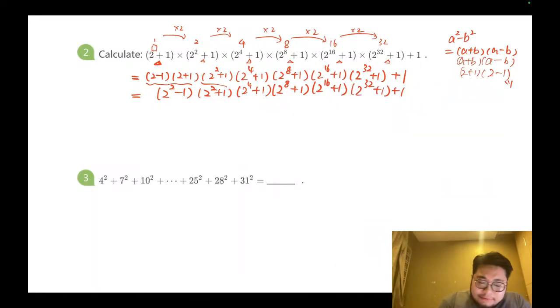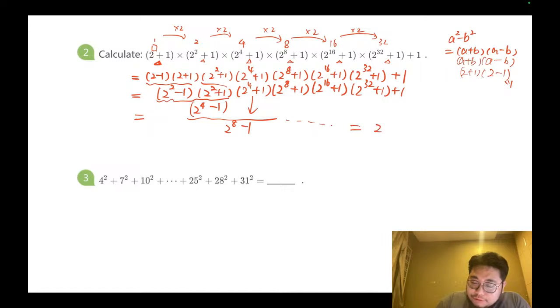Then you can find 2 squared minus 1 and 2 squared plus 1. We can use the same method, right? So it will become 2 to the power of 4 minus 1. And these two parts become 2 to the power of 8 minus 1. Then continue. You can find the last term is 2 to the power of 64 minus 1, then plus 1. So finally, the answer is 2 to the power of 64.